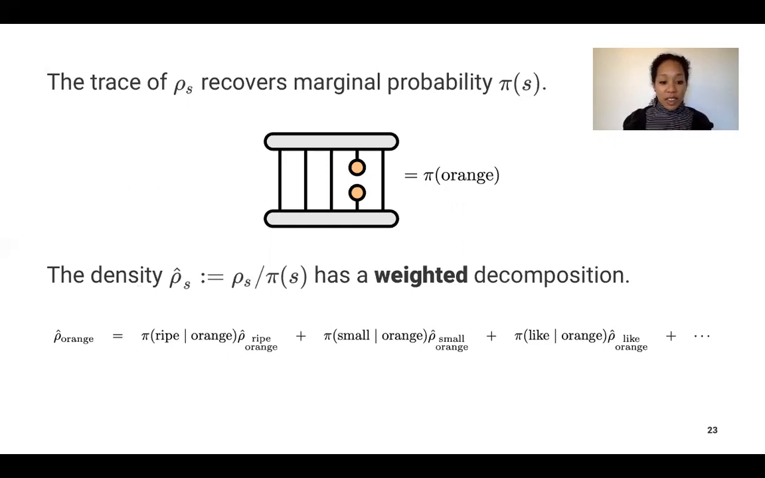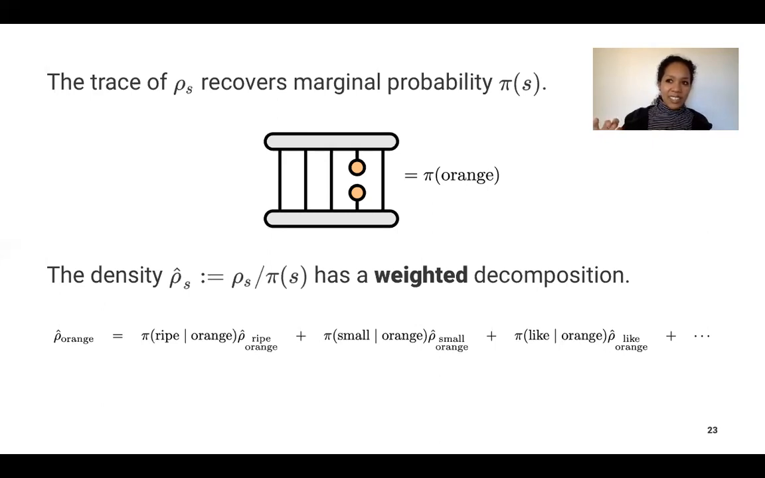And it turns out that the density for a word or an expression has an analogous decomposition, but this one now is weighted. So I have that the true density for orange is ripe orange plus small orange plus and so on. But now there are coefficients weighting each of these operators. And these coefficients are precisely the conditional probabilities that we had discussed earlier. So it's nice to see that they arise in this natural way.